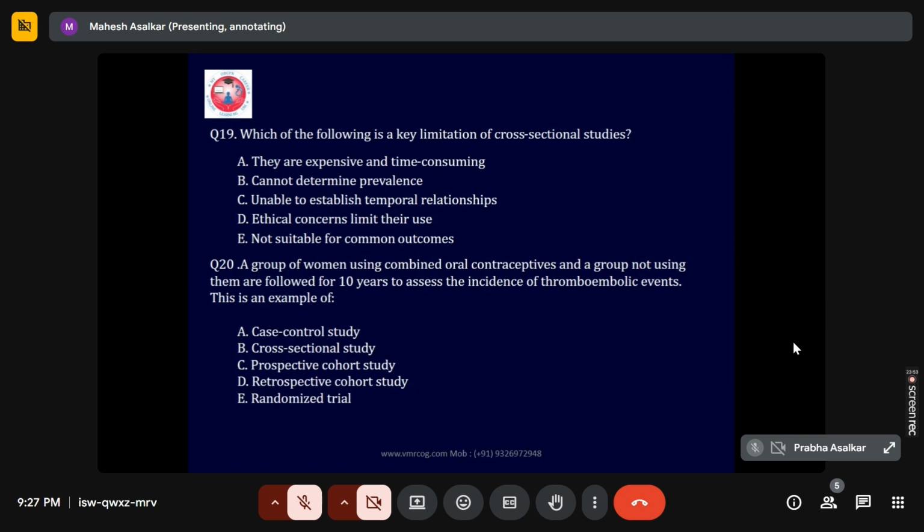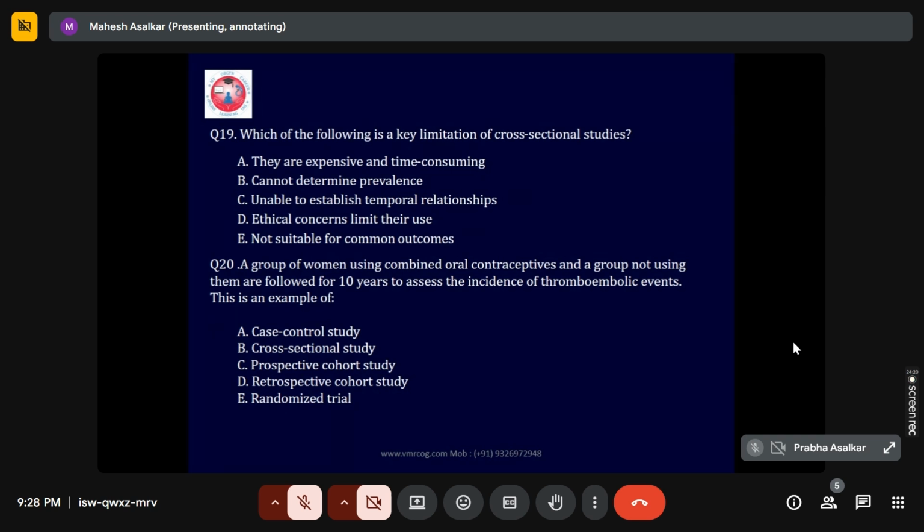Question 20. A group of women using combined oral contraceptives and a group not using them are followed for 10 years to assess the incidence of thromboembolic events. This is an example of: A, case control study; B, cross-sectional study; C, prospective cohort study; D, retrospective cohort study; E, randomized trial. Sir, is it case control or is it prospective cohort? I always get confused.